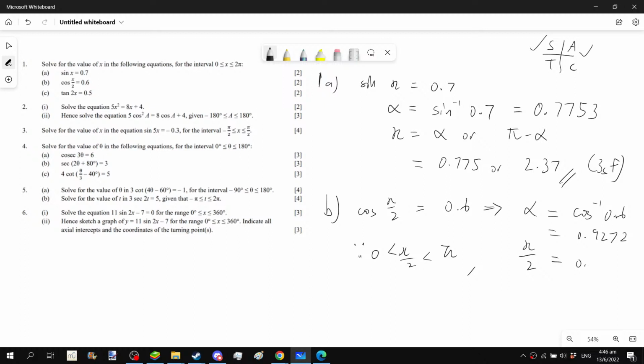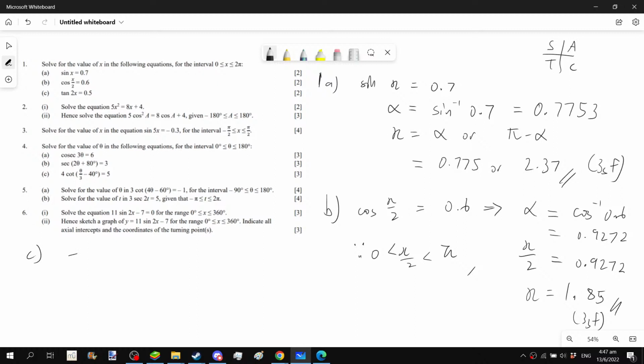As a result, even though you could be in the 4th quadrant because of ASTC, we now have no choice but to stick with the 1st quadrant because you're stuck with this maximum value of pi. And so x will simply be obtained by multiplying by 2, giving you 1.85. Once again, to 3 significant figures.